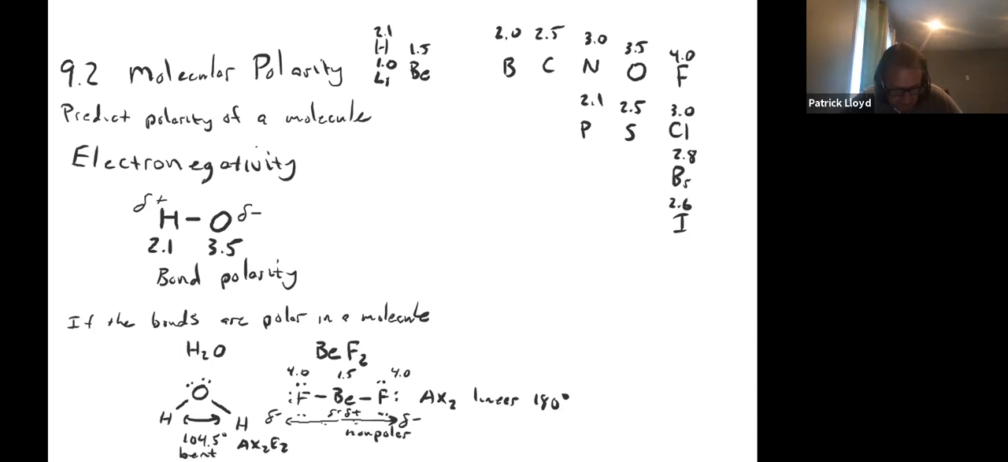Whereas here, if you take a look at these two bonds, so there's your positive and there's your negative. There's your negative, there's your positive. Those two, when they add, you get something that looks like this. So you get a negative this way and a positive over there. So this one ends up being polar. So two molecules, which seem to have pretty similar structures, one central atom, two surrounding atoms, the water ends up being polar and the beryllium difluoride ends up being nonpolar.